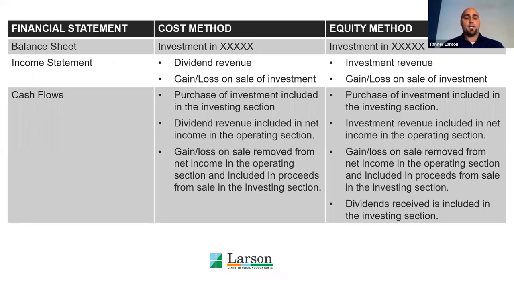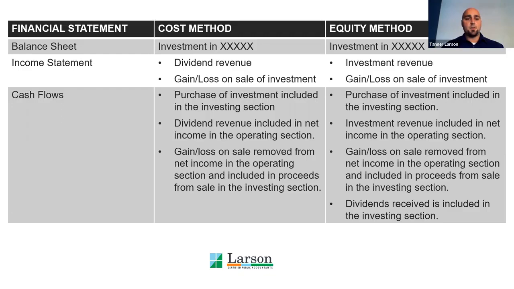So now we'll go into the key differences in how to present on the face of the financial statements and in the footnotes. On the balance sheet, they'll be presented the same, investment in whatever company you are investing in. On the income statement, under the cost method, as you receive dividends, you recognize revenue. Under the equity method, you recognize revenue as the company earns the revenue. You would recognize your proportionate share of their net income. Under both the cost and equity method, once you sell the investment, you would recognize your gain or loss on sale in the income statement.